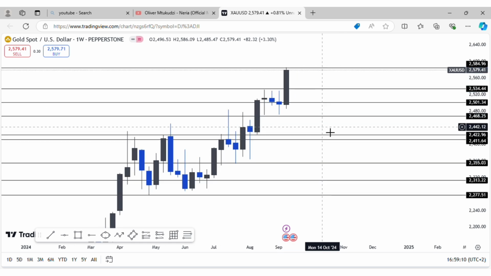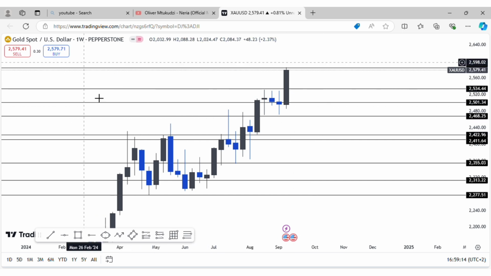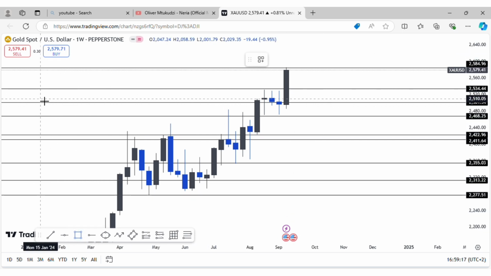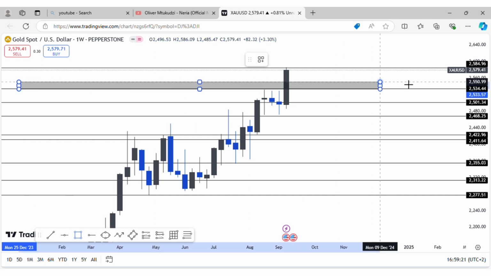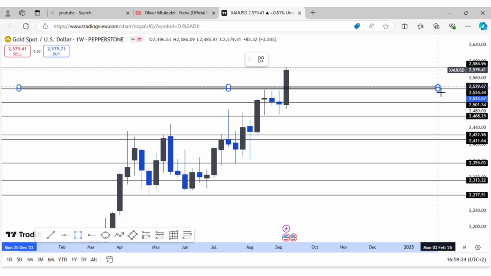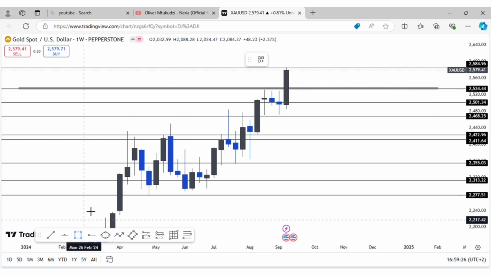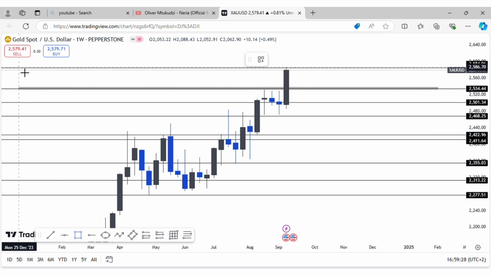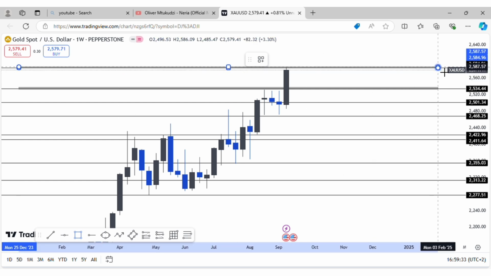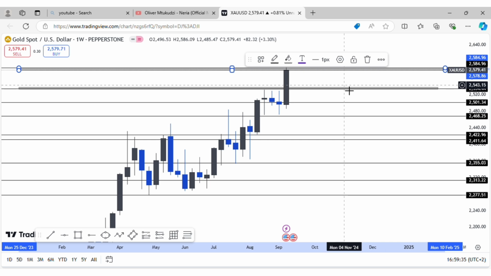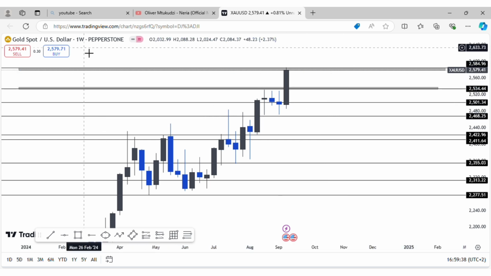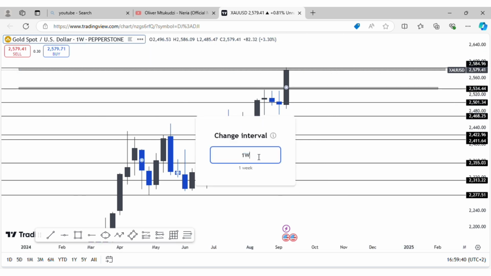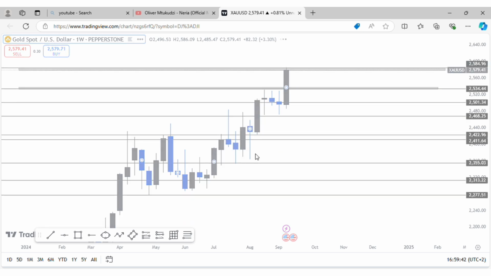Since I'm done identifying my support and resistance on my weekly time frame, I'll use my rectangle tool on this support there. Let me just make it small, because as I move to a smaller time frame it will become big, and also use it there as my resistance. Now I'll be scaling down to my daily time frame.